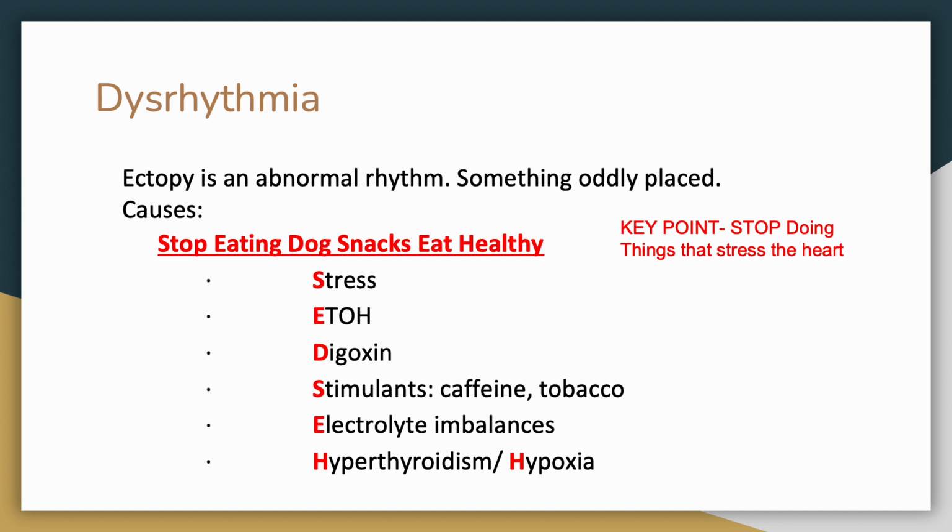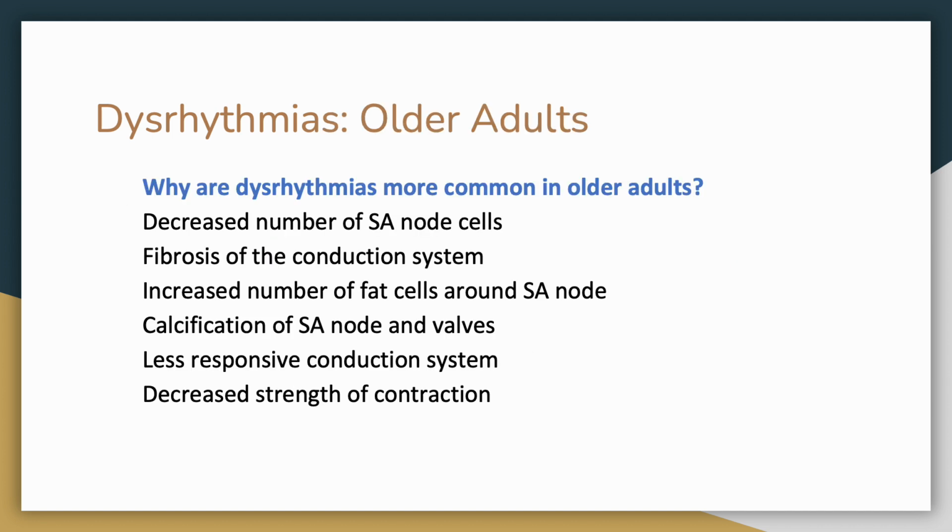These are the most common reasons people have dysrhythmias. They're more common in older adults because they're getting older, so everything slows down. They get a decreased number of SA cells, fibrosis of their conduction system, an increased number of fat cells around the SA node, calcification of the SA node, and a less responsive conductive system, meaning they're a little bit slower than they used to be. And a decreased strength of contraction.